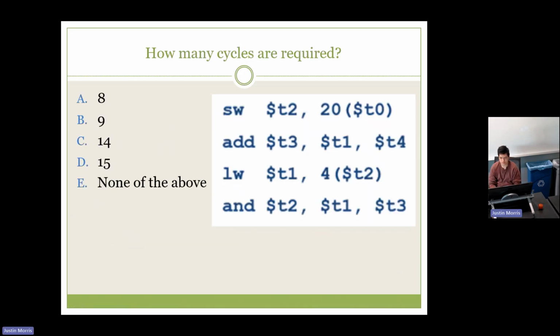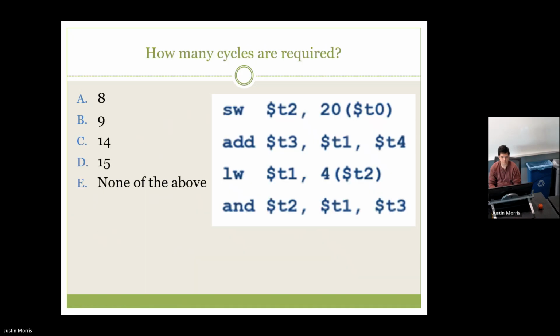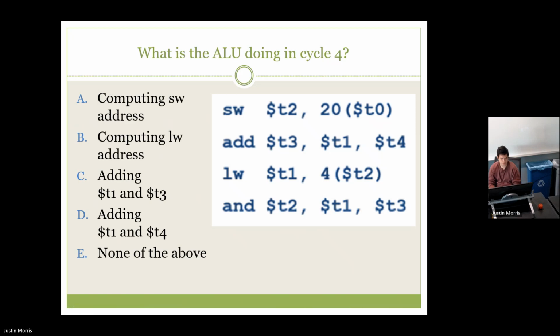All right, so this was your question, but we already went over this. In this current form, it's 9. But after we move the store word to in between here, what is our total number going to be? Yeah, it's going to be reduced by 1, okay? Because we no longer have to stall. And then we already talked about this. It's adding T1 and T4.